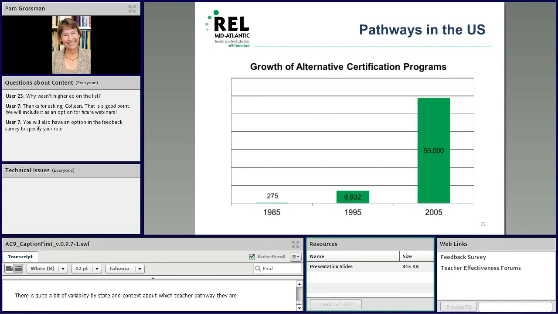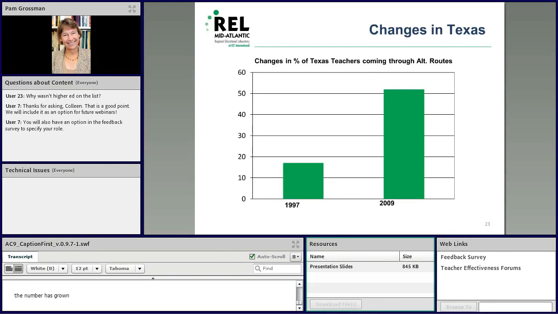One of the things, though, that you can see in this slide is the growth of alternative certification programs in the U.S. So back in 1985, there were very, very few teachers entering through alternative route programs, and the number has grown exponentially. Again, as you see in Texas, this is a fairly dramatic change in the decade plus between 1997 and 2009, with 52% coming through alternative routes.